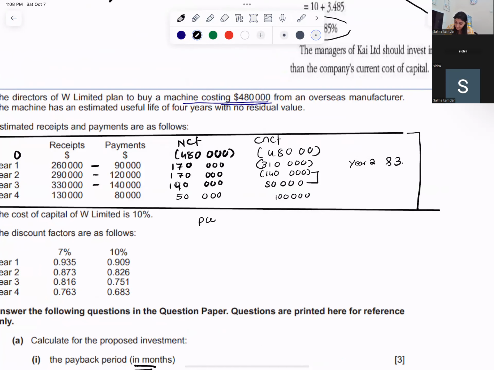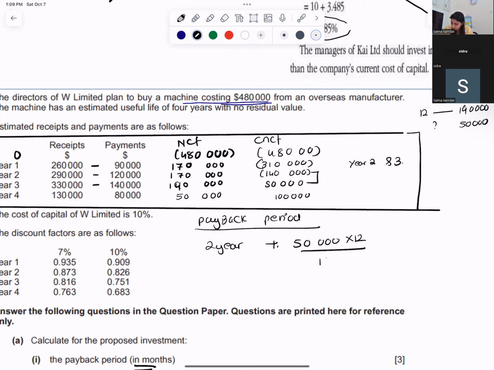So when I'm calculating the payback period, for year 3 it will be 2 years plus. It takes me 12 months to earn 190,000. How much for 50,000? It will be 50,000 divided by 190,000. It's 3.157, so you will make it 4 months.